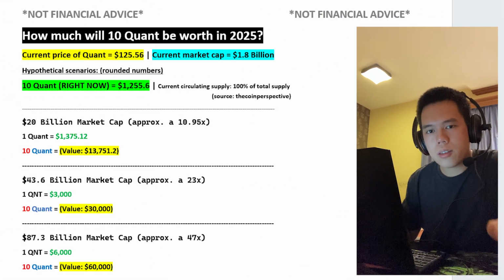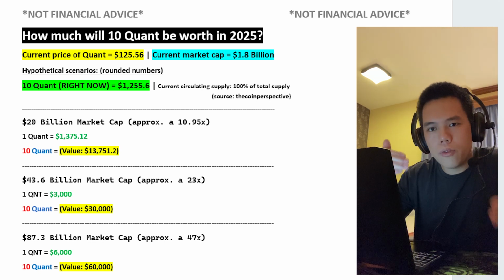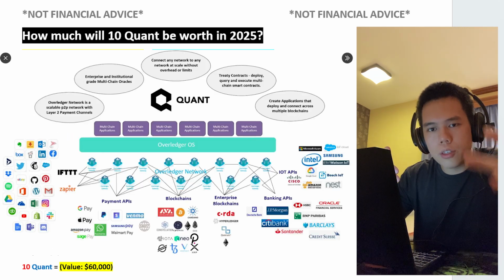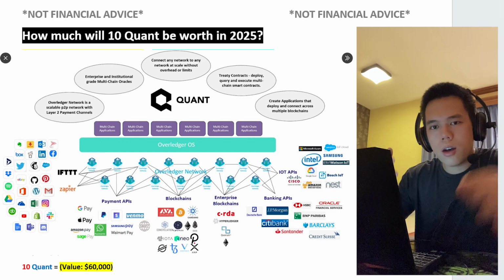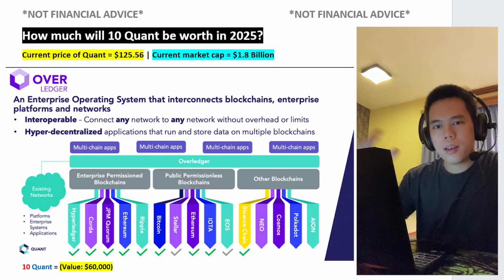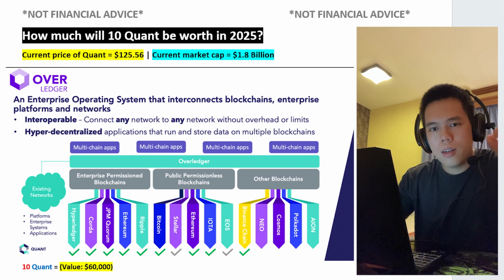And the reason why I think so is because I think the Quant Network is absolutely amazing. If you take a look at the Quant Network, it is made up of two things, the Overledger OS and the Overledger Network. And I first want to talk about the Overledger OS because I think this is so revolutionary. What the Overledger OS does is that it allows individuals and institutions to build something called multi-chain applications.